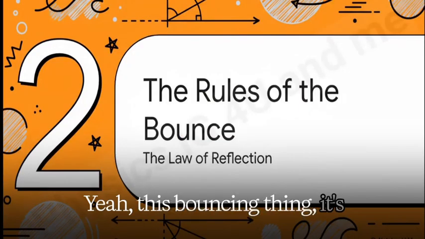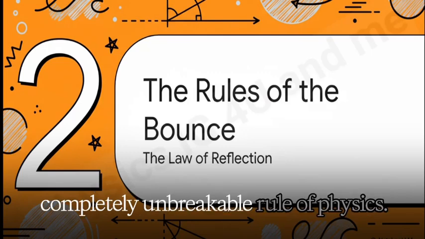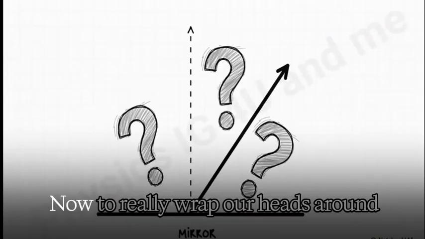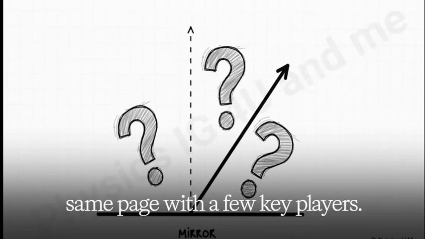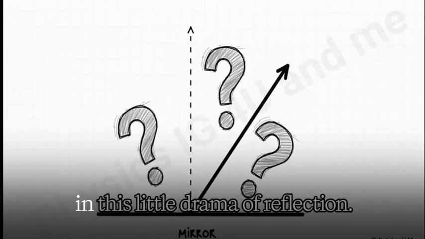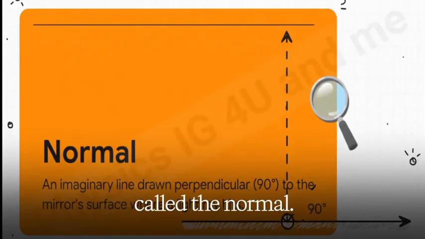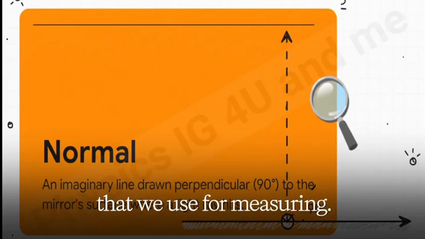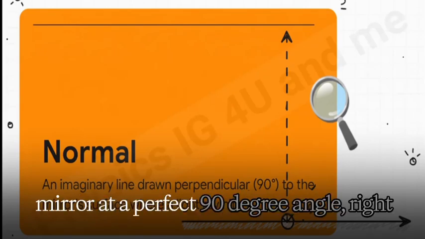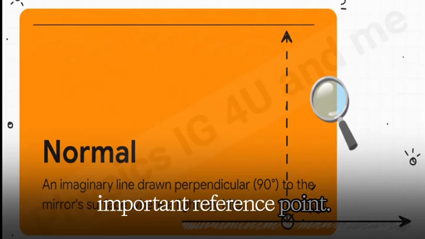Yeah, this bouncing thing, it's not just happening by chance. It actually follows one super simple, completely unbreakable rule of physics. Now, to really wrap our heads around this rule, we need to get on the same page with a few key players. Think of them as the main characters in this little drama of reflection. Okay, first up is something called the normal. Now, you can't actually see it, it's just an imaginary line that we use for measuring. We draw it sticking straight out from the mirror at a perfect 90-degree angle, right at the exact spot where a ray of light hits. This line is going to be our all-important reference point.